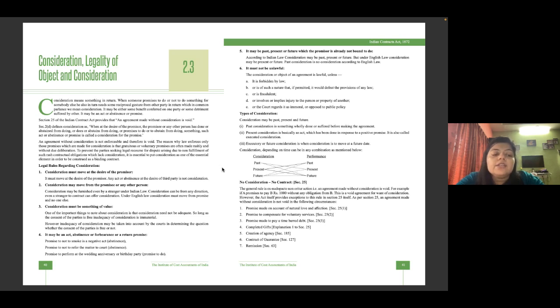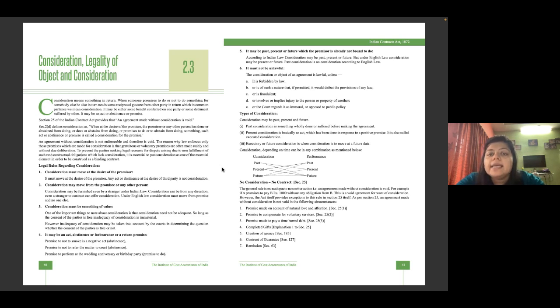So consideration is something that must be of some value, unless it's a gift, unless it's a charity. The fact that a consideration needs to have some amount of value is a sine qua non. It may be an act or an abstinence or forbearance or a return promise.